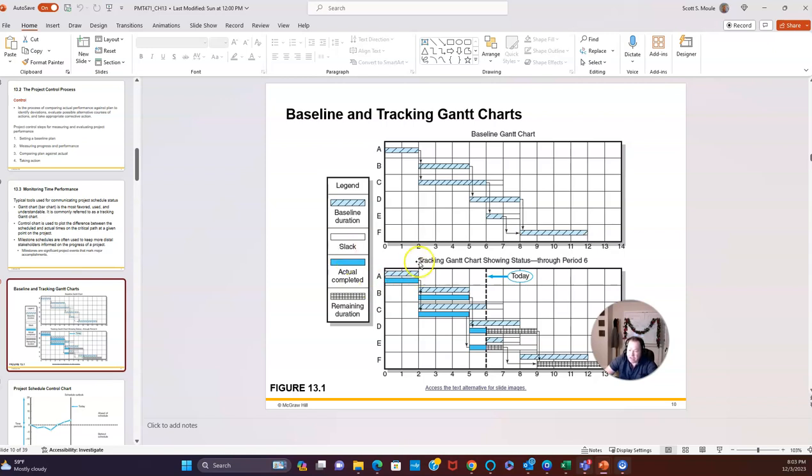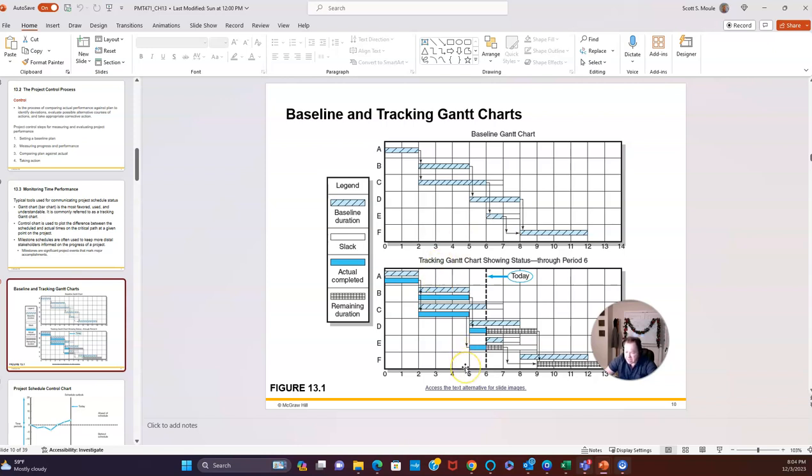So as you start working your project, you're starting to record your actuals. If you look at the second chart, this is 6 months into a 12-month project. And so that's where you are, 6 months. So if you look at 6 months in your baseline, you should have activity A done. You should have activity B done, C done. You should be in the middle of activity D, and you should be starting activity E. So at 6 months, that's where you estimated you would be.